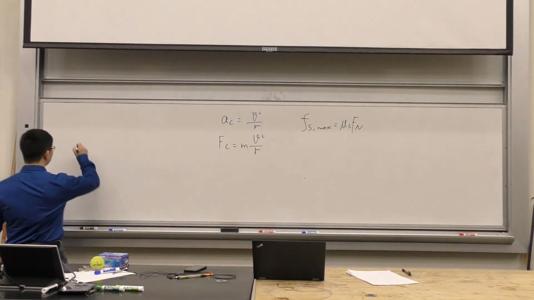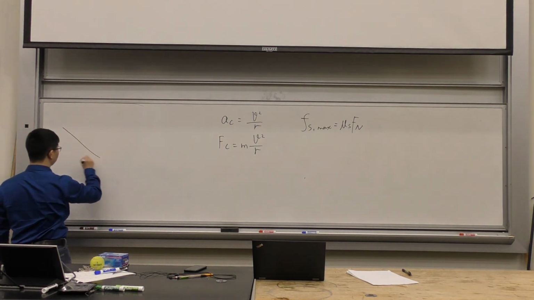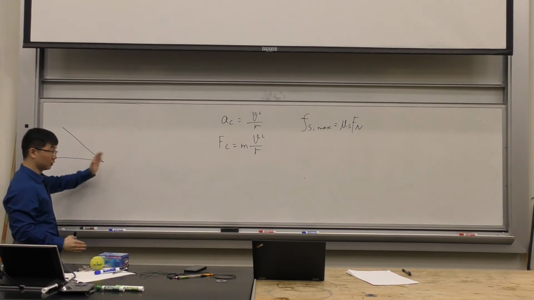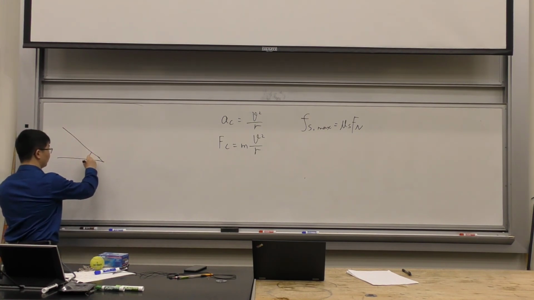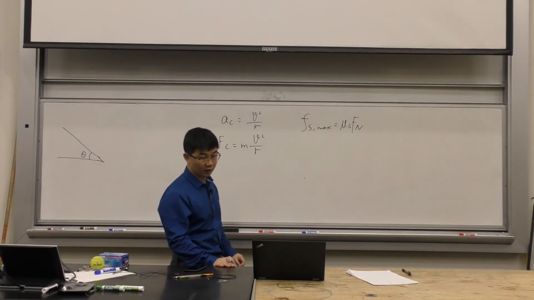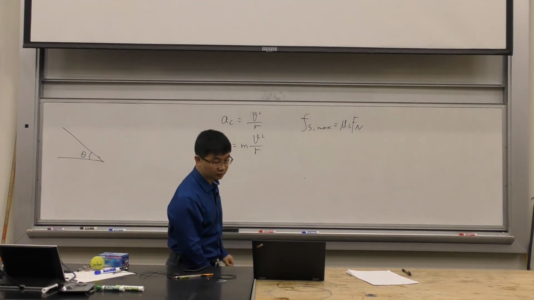So if it's a banked road, I'm going to draw it this way. So this is the road. This is the flat horizontal direction. The road has a banking angle with this horizontal, 25 degrees from the problem.